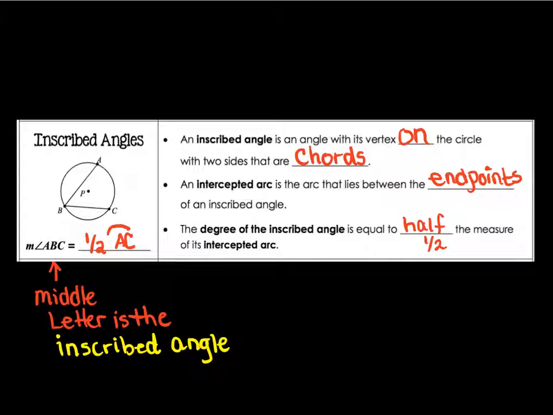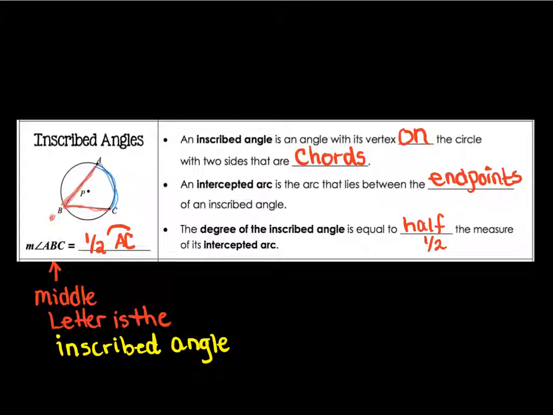So take a look at B. The vertex here is on the circle with the two sides that are chords. So here's the vertex, extended or subtended out. This will be the chords. An intercepted arc is the arc that lies between the endpoints. So in blue, I'm going to mark the arc.